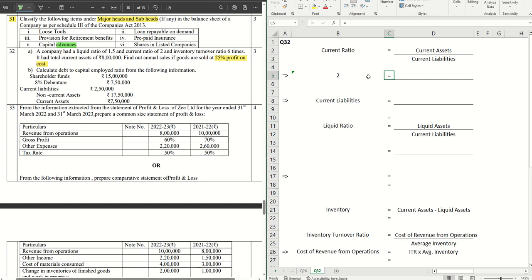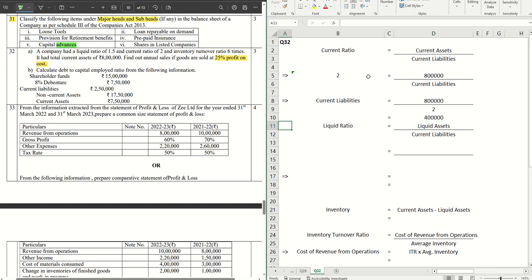For current ratio, we have 2. Current assets are given as 8 lakhs, and current liabilities we have to calculate. So current liabilities become 8 lakh by 2, a straightforward calculation. So current liabilities come to 4 lakhs. All right, so we have got our current liabilities.